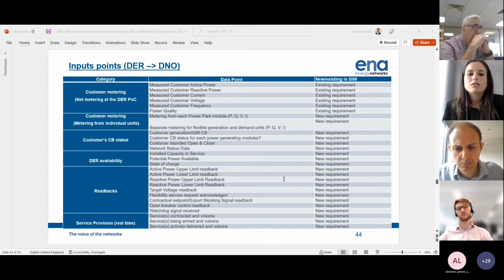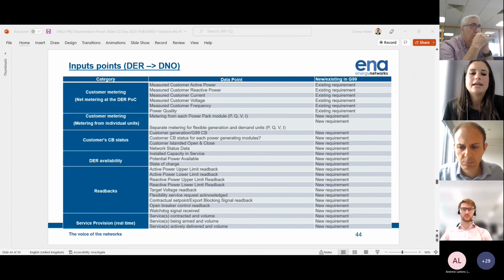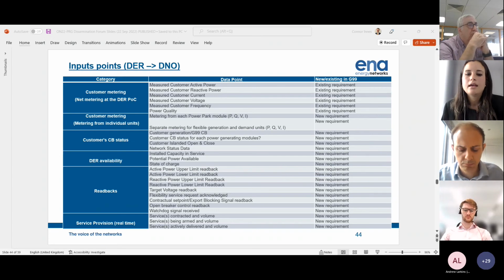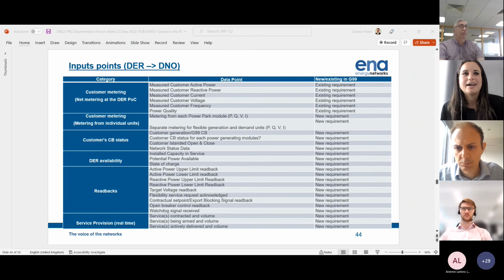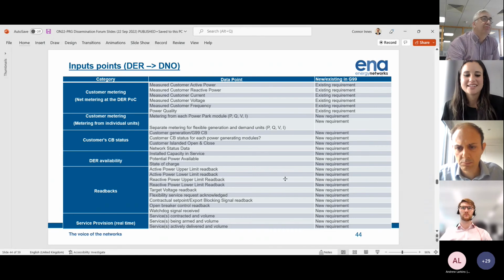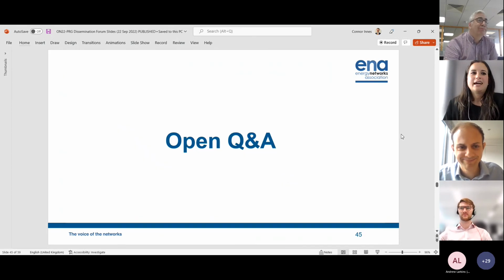And a D-Code modification may follow the recommendation captured in this report, which may include an enhancement of what is currently being mandated by G99, but that's still to be discussed. So I'm happy to take any questions. I went a bit over my time. Apologies for that.